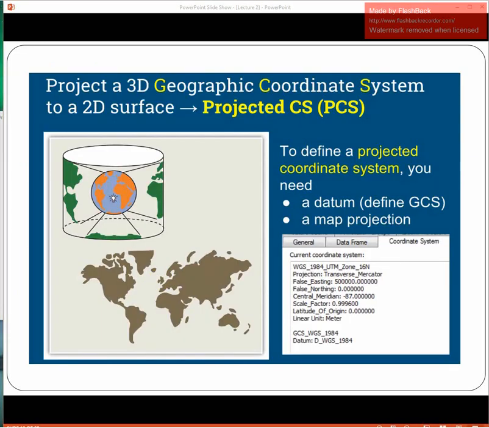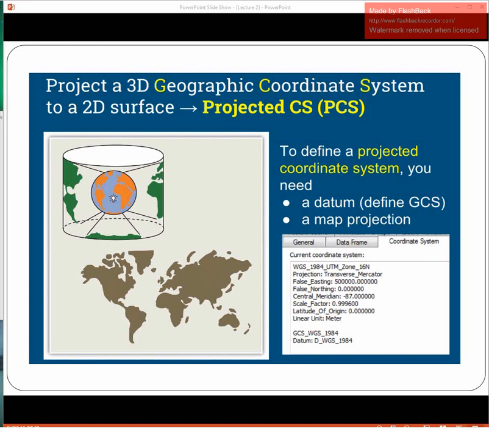Okay, so continuing along the path of going from that real Earth to the flat map, we're going to make the final leap to map projections and projected coordinate systems. So this is projecting your 3D geographic coordinate system, or your three-dimensional sphere, onto a 2D surface. To define your projected coordinate system, you need a datum, which we talked about, and you need your map projection. So how do we create projections? Recall that with the geographic coordinate system, we are dealing with location on a three-dimensional object, the spheroid or ellipsoid that represents the Earth. So how do we get from this to the projected map?